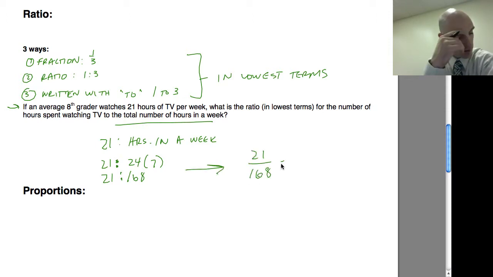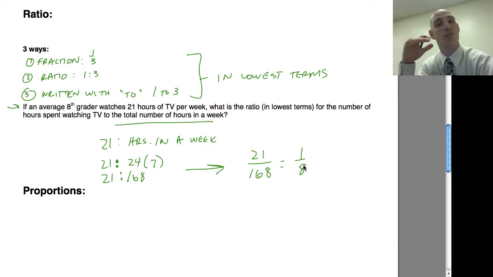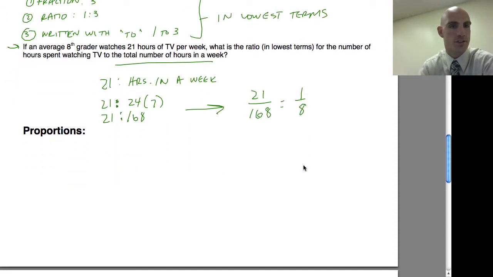Well, if I write that in lowest terms, what I end up doing is taking out a couple of like terms. So 21 divided by 168, and I'll convert that to a fraction, equals 1 over 8. So 1 hour out of every 8 hours is spent in front of the TV. Okay, so that's how ratios work.